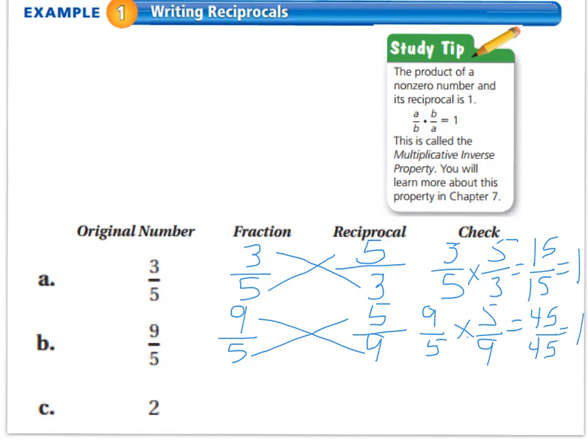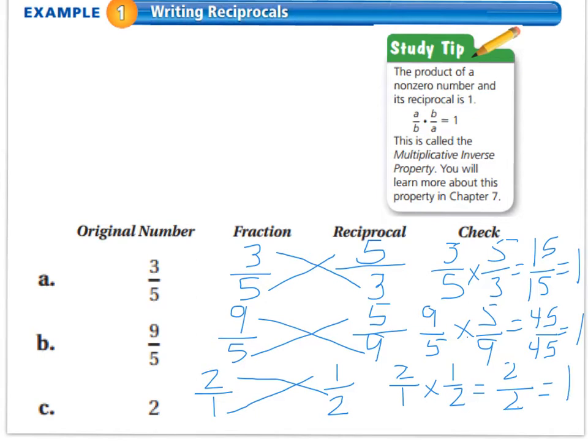Again, the property holds. And on C, the original number is 2. Written as a fraction would be 2 over 1. Now making its reciprocal, I would bring the numerator down to the denominator and take the denominator and put it as the numerator. So the reciprocal of 2 over 1 is 1 over 2, or 1/2. When I multiply the fraction times its reciprocal, 2 times 1 is 2, and 1 times 2 is 2. I get 2 over 2. Again, any number that's the same for both numerator and denominator is equal to 1.